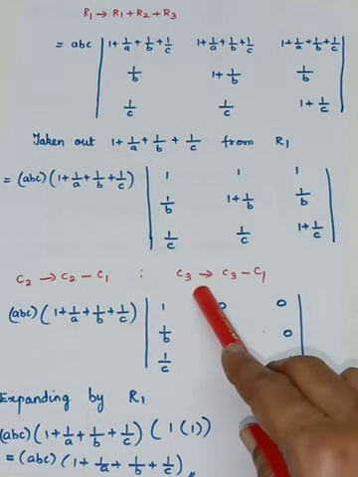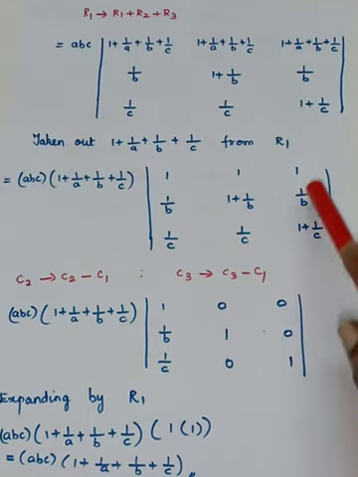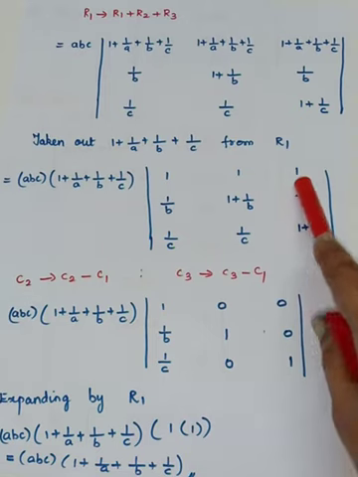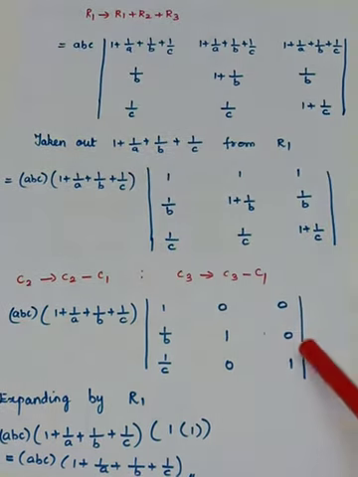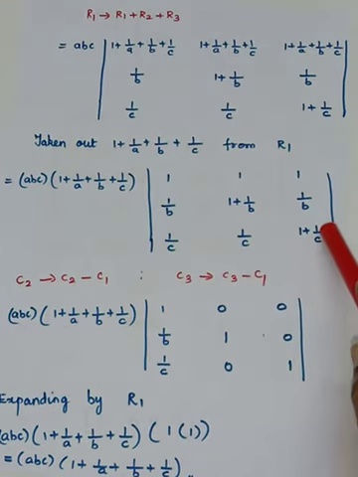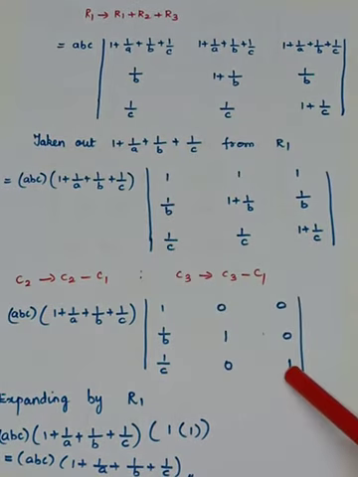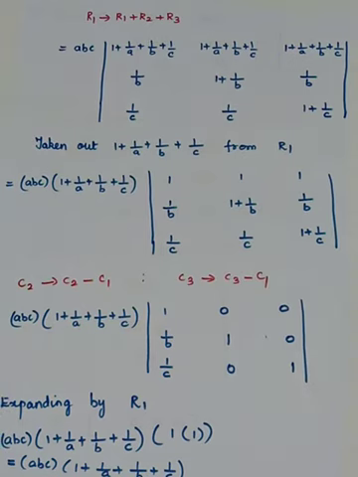In the same way, what is C3? C3 implies C3 minus C1. Take C3, here you have 1. 1 minus 1 is 0. 1 by B minus 1 by B is 0. 1 plus 1 by C minus 1 by C. So here you will have 1.